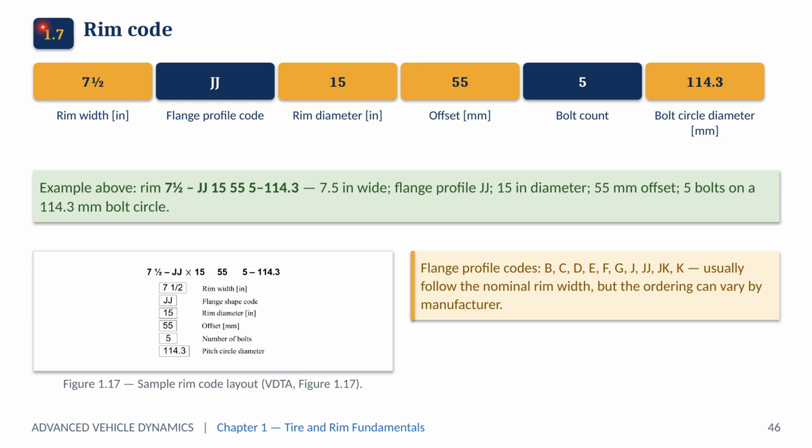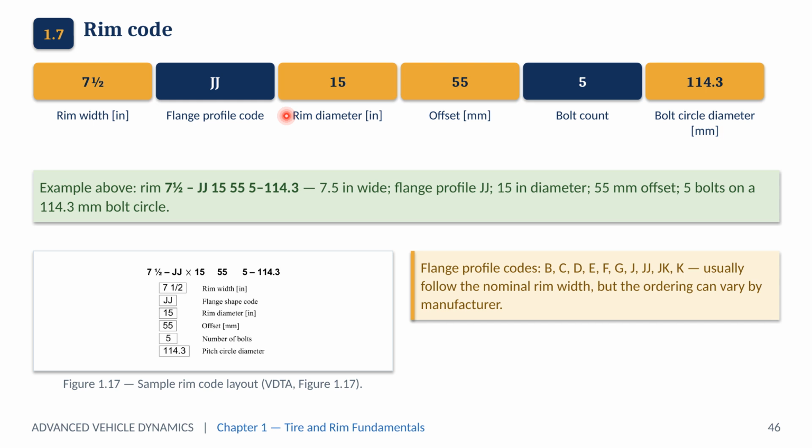Now let us read the rim code, again field by field just like the tire code. 7.5 is the rim width in inches. The 2 letters JJ are the flange profile code. 15 is the rim diameter in inches. 55 is the offset in millimeters. 5 is the bolt count. Finally, 114.3 is the bolt circle diameter in millimeters.